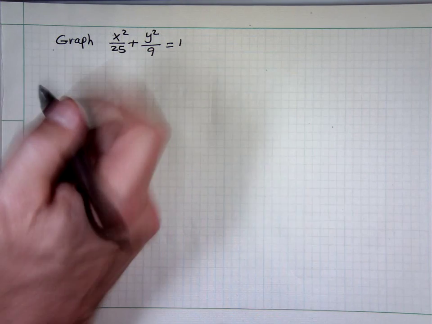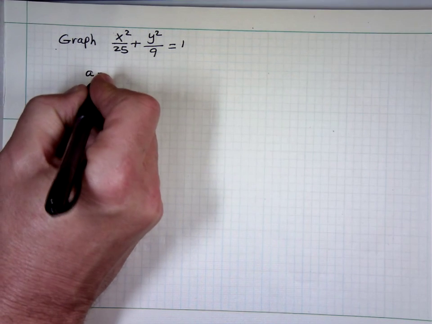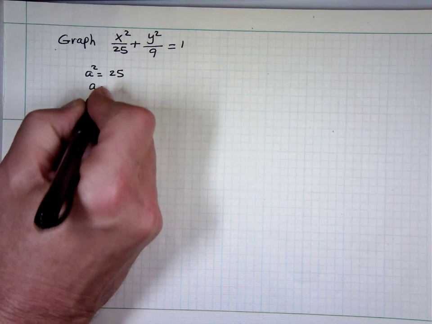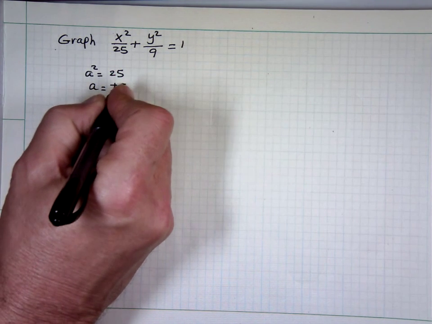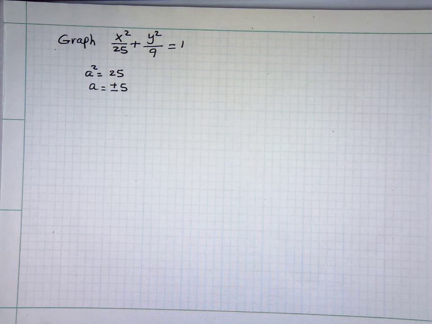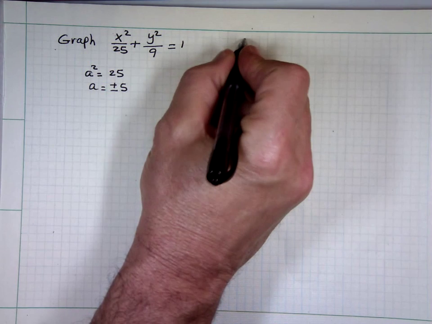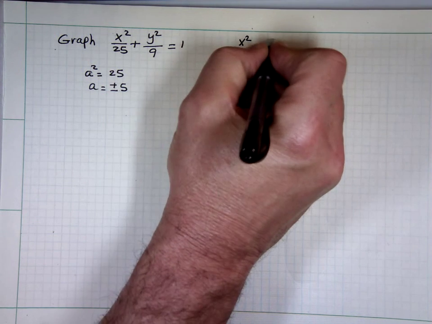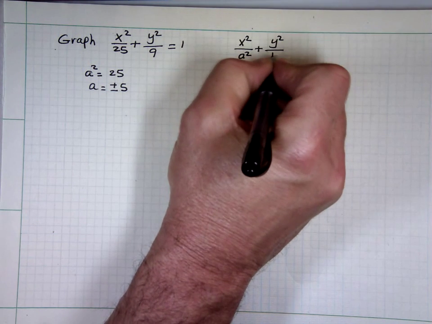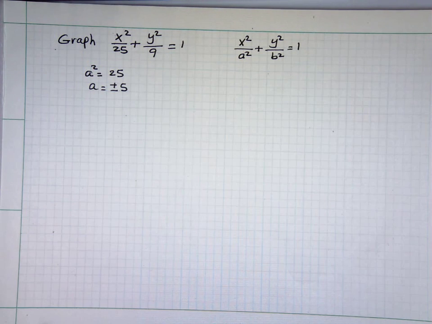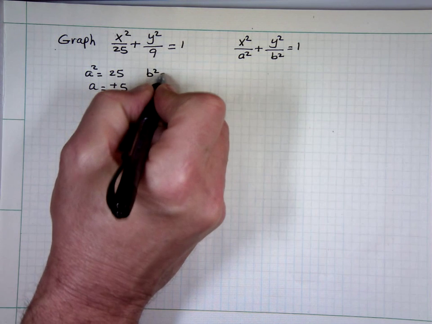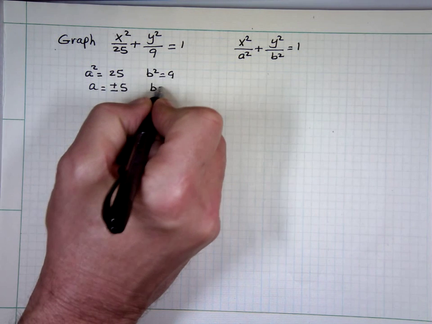So a here is along the x-axis, so a squared equals 25. That means a will have to be plus or minus 5. Because the standard form is what? x squared over a squared plus y squared over b squared equals 1. That's the standard form you're trying to match. Which means your b squared equals 9, and b equals plus or minus 3.